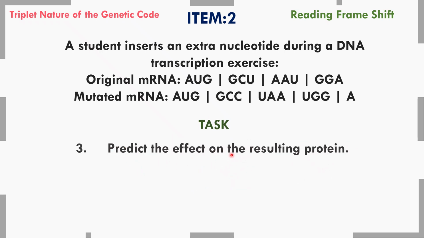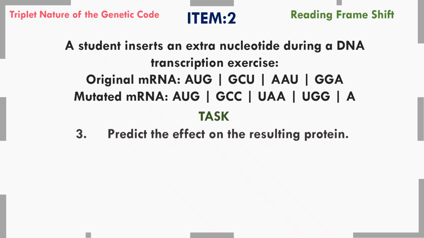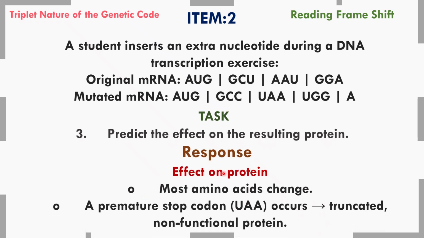Predict the effect on the resulting protein. Effect on protein: most amino acids change. Premature stop codon UAA occurs. This results in a truncated non-functional protein.